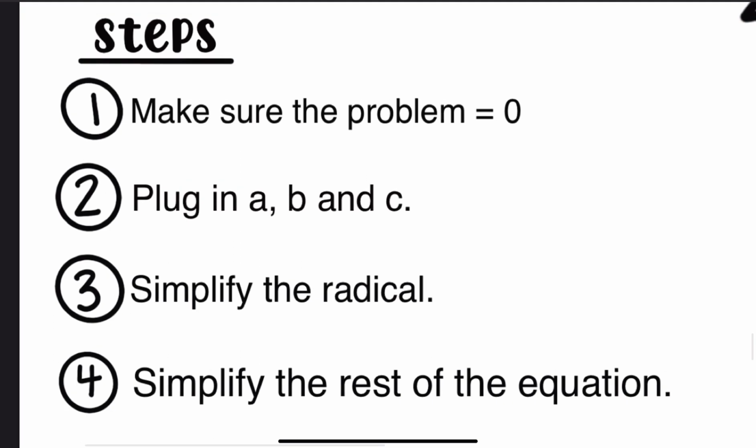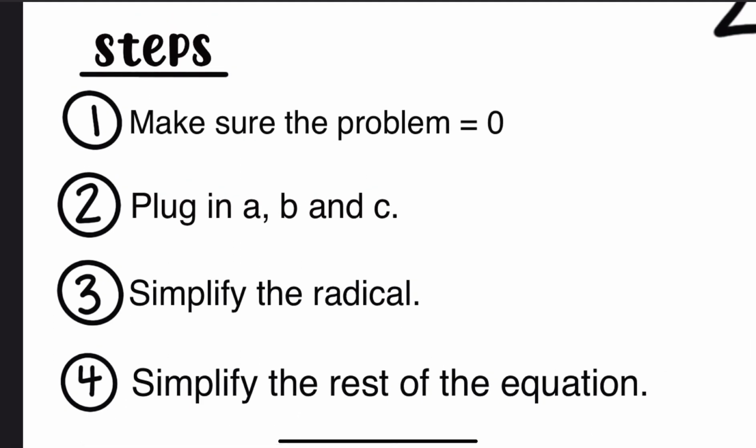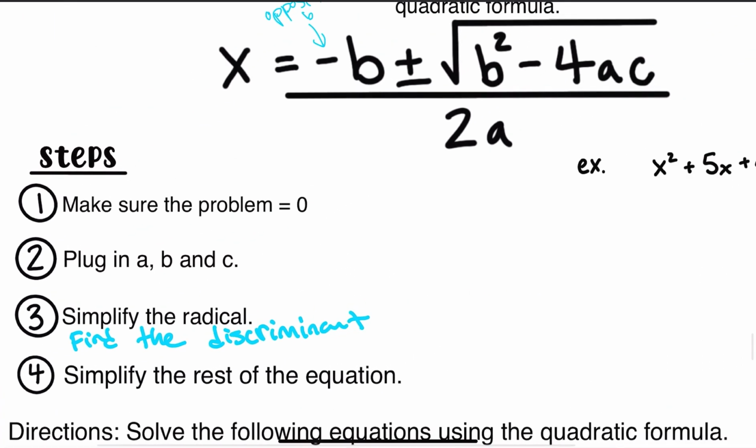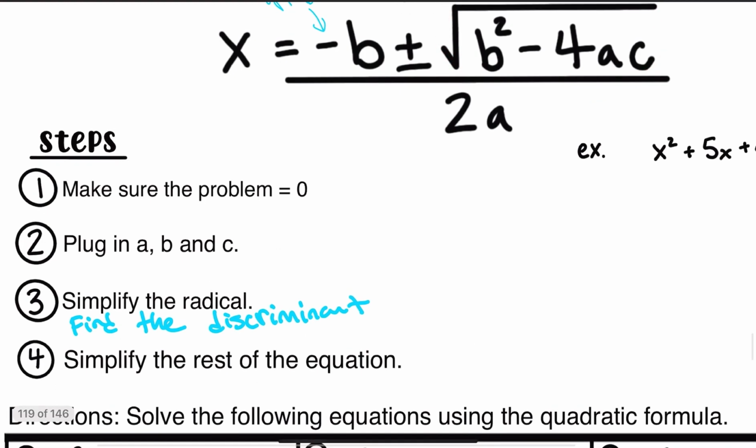Cool. Step number 3 is simplifying the radical, or same thing as finding the discriminant. So that was that little bit, again, that we already saw. That's that b squared minus 4ac part. Second, or last, simplify the rest of the equation. So that can mean many different things.